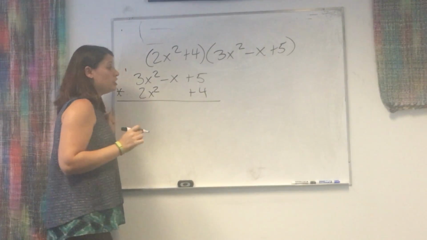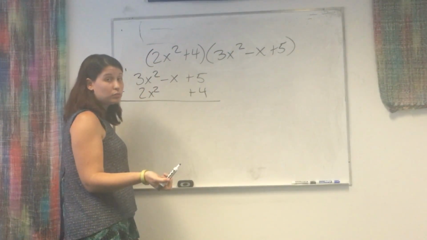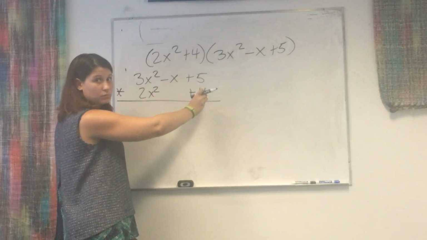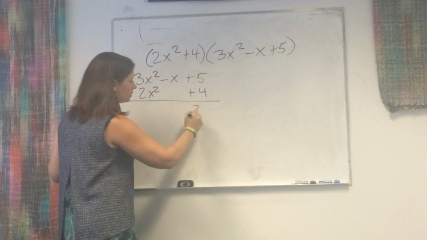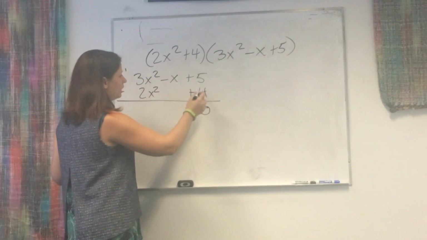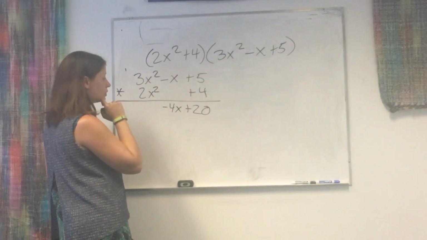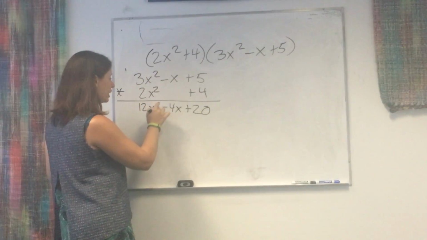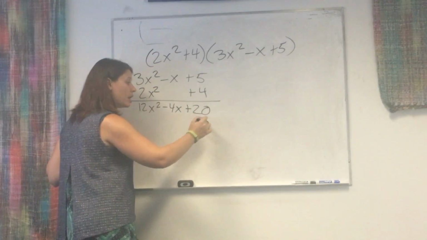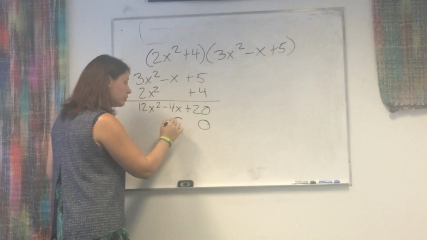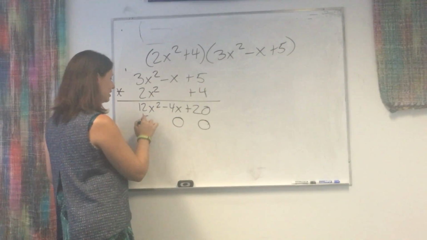Now, you take the 4 times everything, just like normal multiplication, right? You start with the first unit, and then multiply everything. So 4 times 5 is 20, positive 20. 4 times negative x is negative 4x. 4 times 3x squared is 12x squared. Then we did this one, right? So you write a 0. There's nothing here. So you write another 0. 2x squared times 5 is 10x squared.